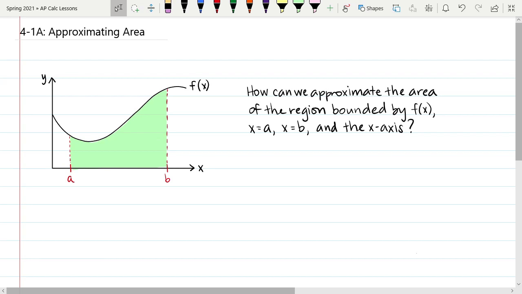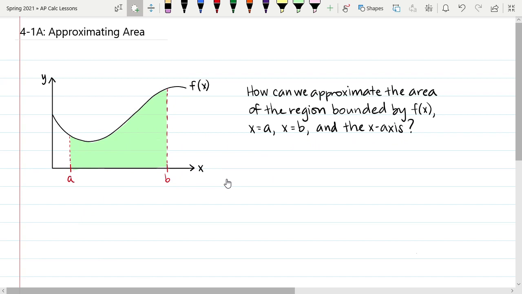So in front of you, you see this graph, and this is just some random function f of x. The question is, how can we approximate the area of the region that's bounded by f of x, the curve, x equals a, this vertical line here that starts at x equals a, x equals b, this vertical line here on the right, and the x-axis? In other words, this green shaded region. How can we approximate the area of that?